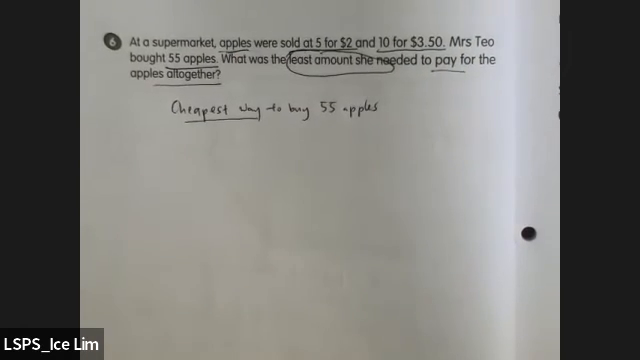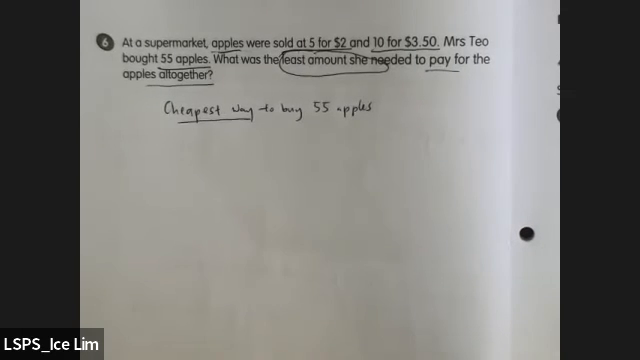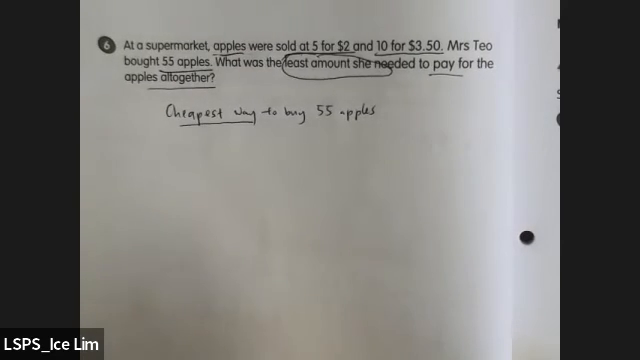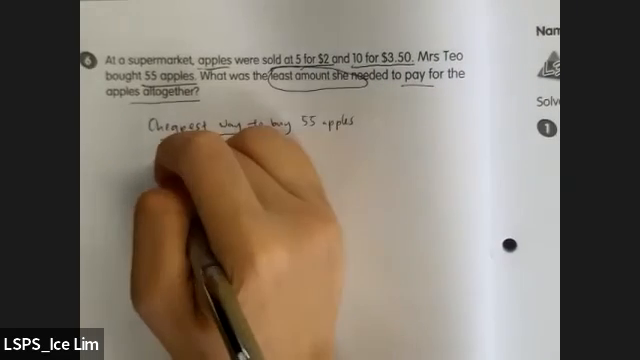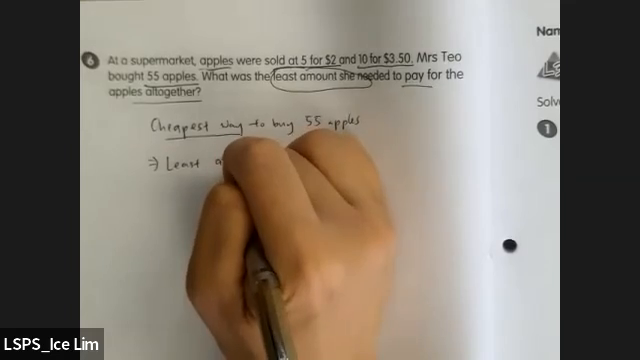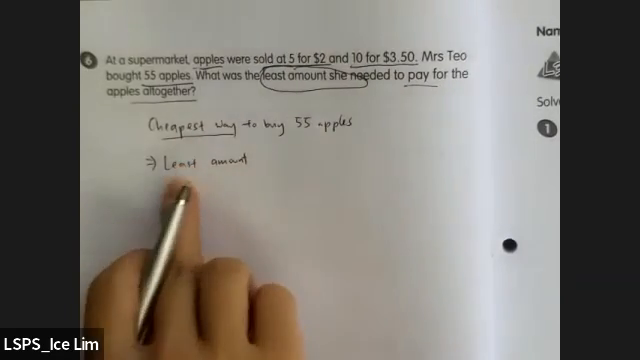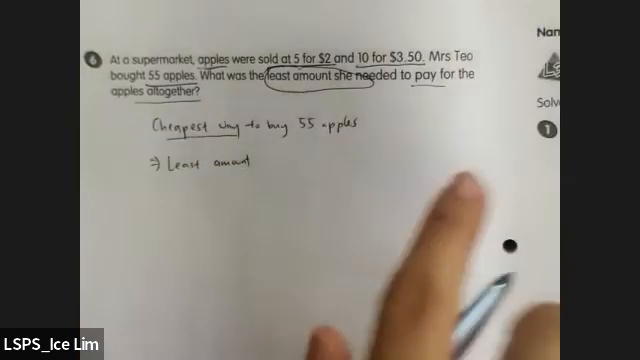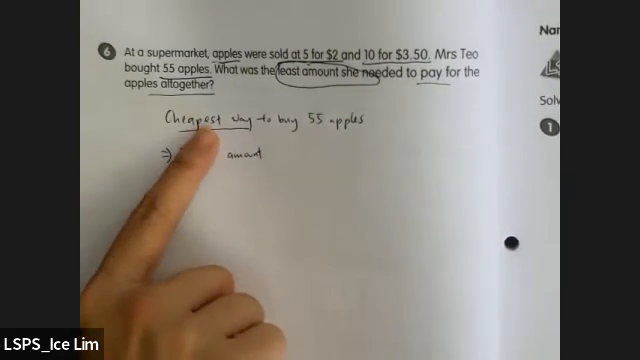Why do I say it's the cheapest way? What word in the question asked for cheapest way? Yes. No, there's least amount. That's the clue. Who said this amount? Travis, very good. Yeah. Nicole as well. So the clue comes from the least amount. So you want to go for the cheapest way.